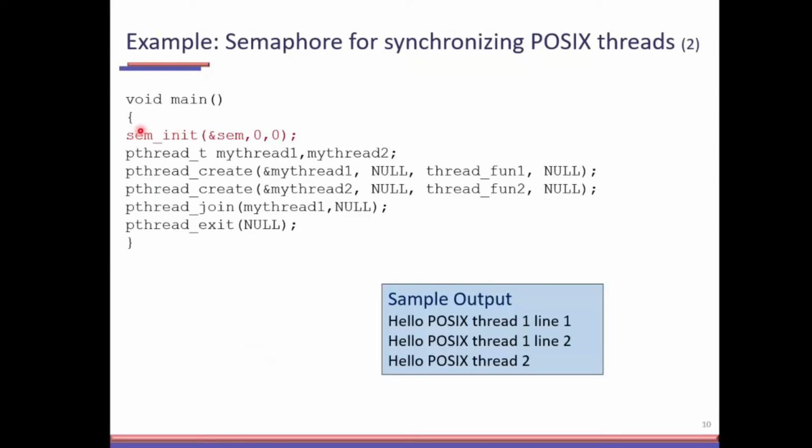In my main I have just initialized the semaphore with a value 0. This is the sem_init function, with the object that I have created and the initial value of the semaphore, and then I simply created two threads. The sample output I'll get is hello POSIX thread 1 line 1, then line 2, and then hello POSIX thread 2.